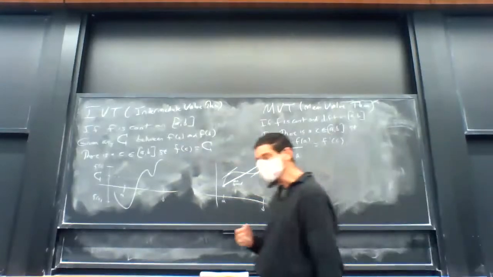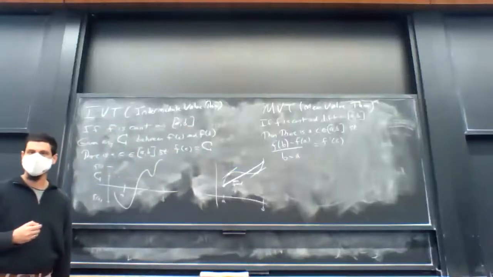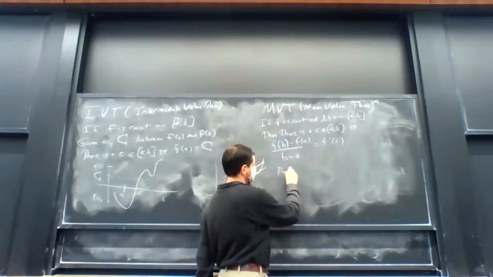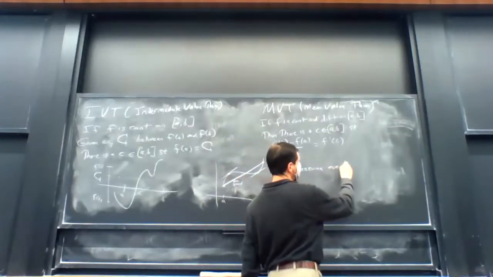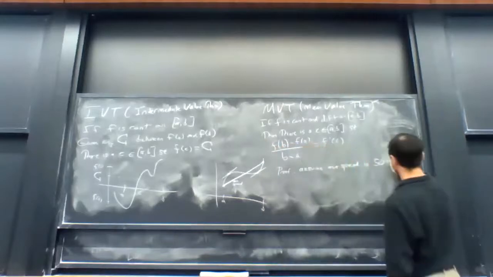It doesn't say that there's only one point where that happens. It just says there's at least one point. So I'm going to give a rough proof. Let's assume the average speed is 50 miles per hour.